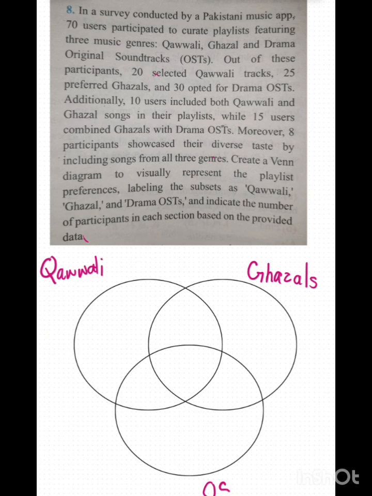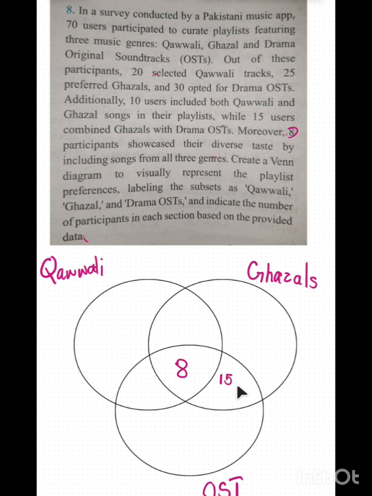Venn diagrams, you should know, help us draw the data visually. Just imagine that you need to read this whole statement, versus viewing a Venn diagram. Which one is better? You can decide that also. So we will start filling from the center point. 8 participants were having interest in all the 3 sets. So we will put 8 in the middle.